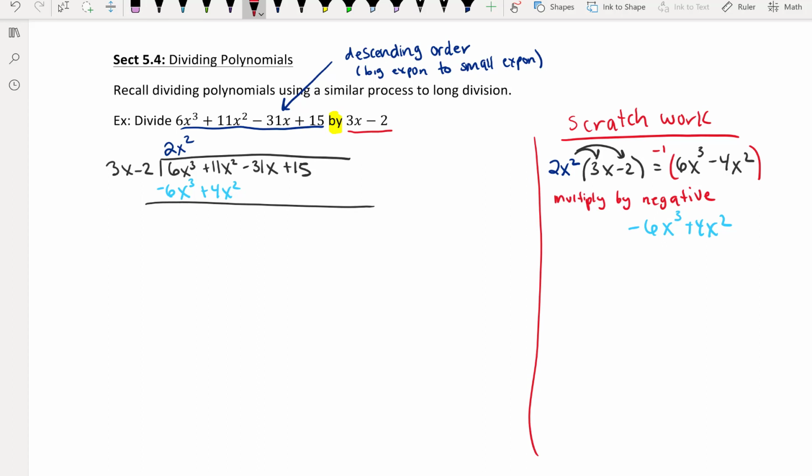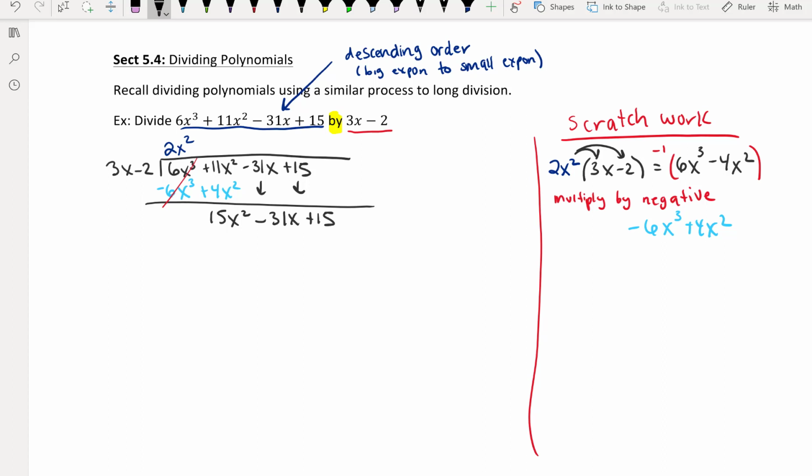So I know that 6x cubed minus 6x cubed cancels. That's going to be fantastic for me. That is some good news. Otherwise, if it didn't, then I knew that I was doing something wrong. So 11 plus 4 is going to give me 15x squared. And I'm going to drop down everything else, so negative 31x plus 15.